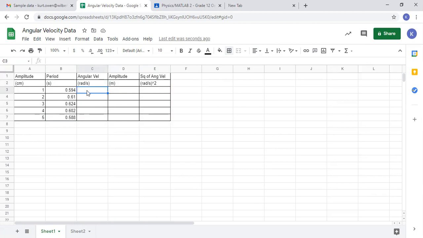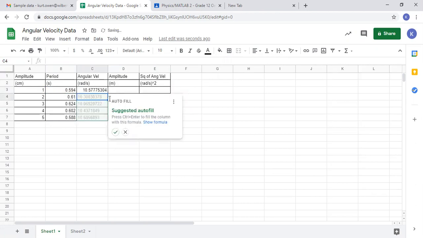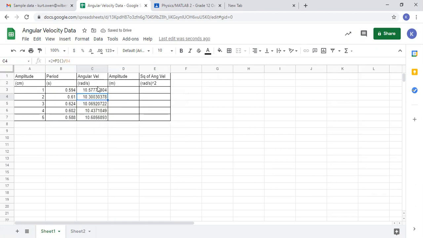We could do them all by hand, but you should recall that angular velocity is 2 times pi. I think I have to, in here, do pi of something. Okay, I believe it's a function. Okay, divided by the period. So the period is right here. And let's see if that in fact works. Yes, so that does give me the number, and it suggests that I autofill all the way down. So let's just accept that. And you can see the angular velocity is around 10.5 most of the time.